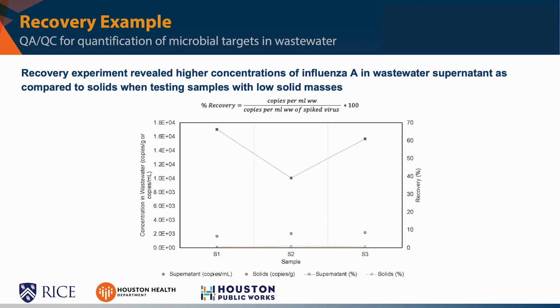The graph shows the replicate samples on the x-axis, the concentration on the primary y-axis, and the percent recovery on the secondary y-axis, where the dotted lines represent the trend of percent recovery across the 3 replicates for each sample type. Our results suggest that we recovered slightly higher concentrations of the virus in the supernatant of our samples than the solid fraction. For this reason, we decided to assay the supernatant to quantify influenza in our routine analysis.